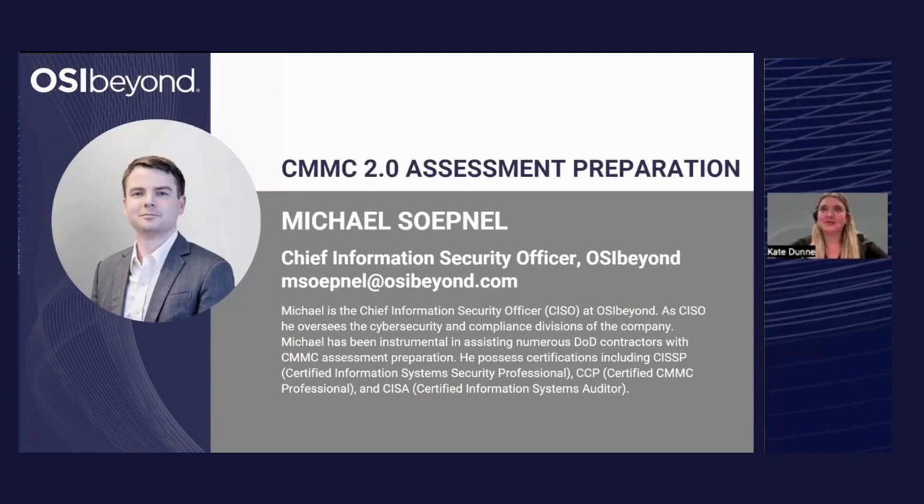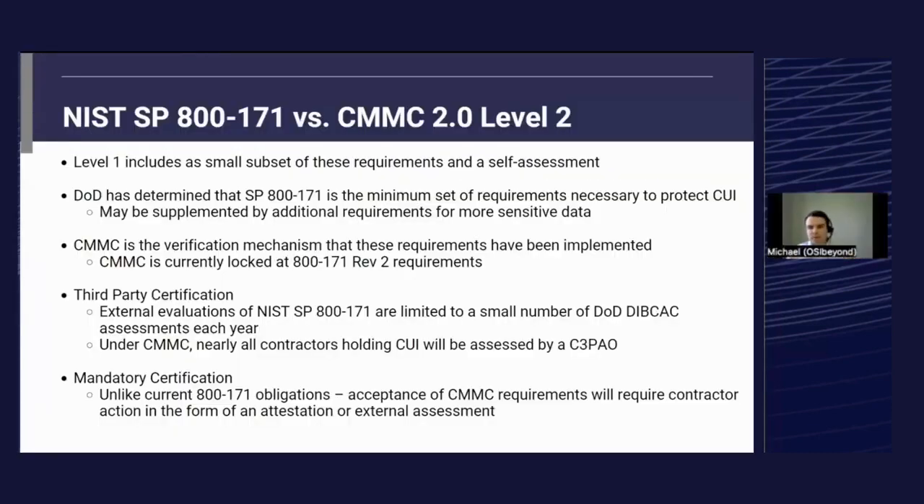Thanks, Kate, and good morning, everybody. On my first slide here, I'd like to take a deeper dive into the differences between NIST 800-171 and CMMC Level 2. Before we do that, though, just a couple of quick notes about Level 1. The way they've chosen to assess Level 1 and build out the objectives for it is effectively a subset of the 800-171 requirements at the moment.